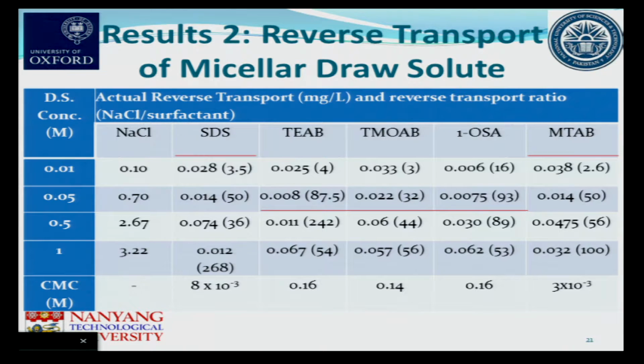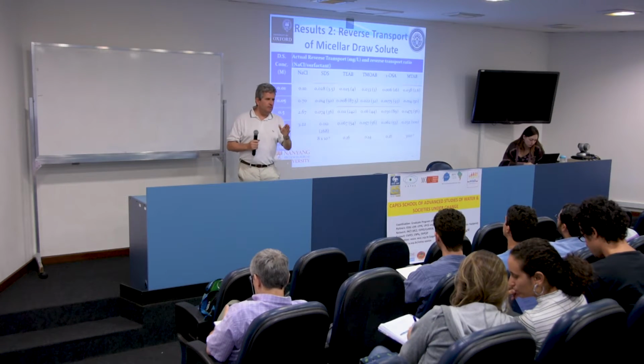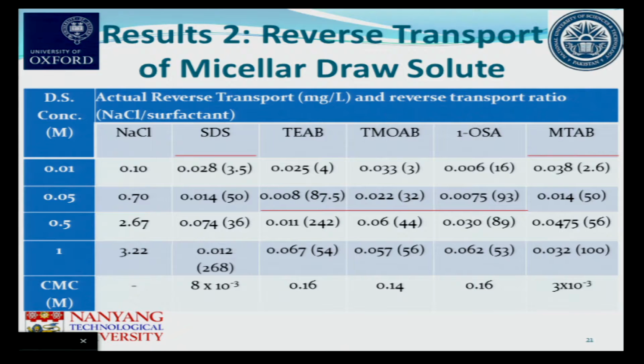Now, one of the issues that I was concerned about was the fact that the draw solution might move across the membrane back into the feed tank. So what I did was look at the draw solution concentration for these different types of draw solution. I measured the reverse transport back into the tank. You can see, for instance, that if I have NaCl, the reverse transport, measured in milligrams per liter, gives quite low concentrations in the feed tank.